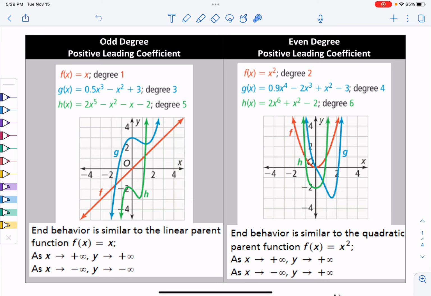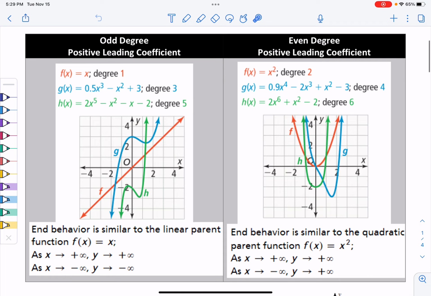Now, these are if we have an odd degree and even degree with positive leading coefficients. Positive leading coefficients are just going to follow a regular line or the parabola. They're all going to look like that in their end behavior. They're going to go off in that direction.